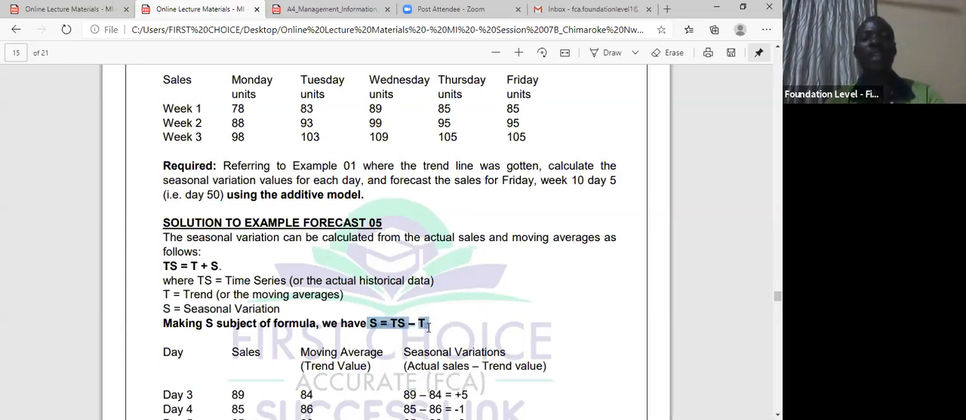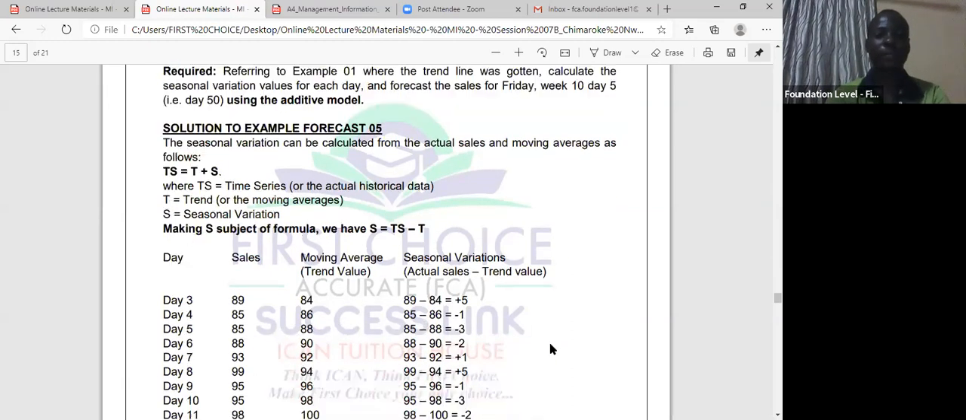So that's why we said, if you want to get your seasonal variation for each day, you'll be saying your actuals, which is your TS, minus your moving average, which is your trend value. So this TS is as good as this. This T here is as good as this. So look at what we did here.